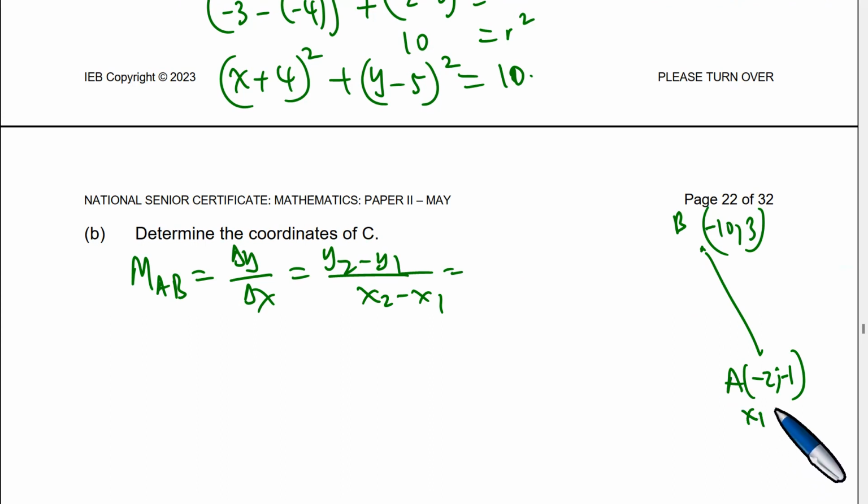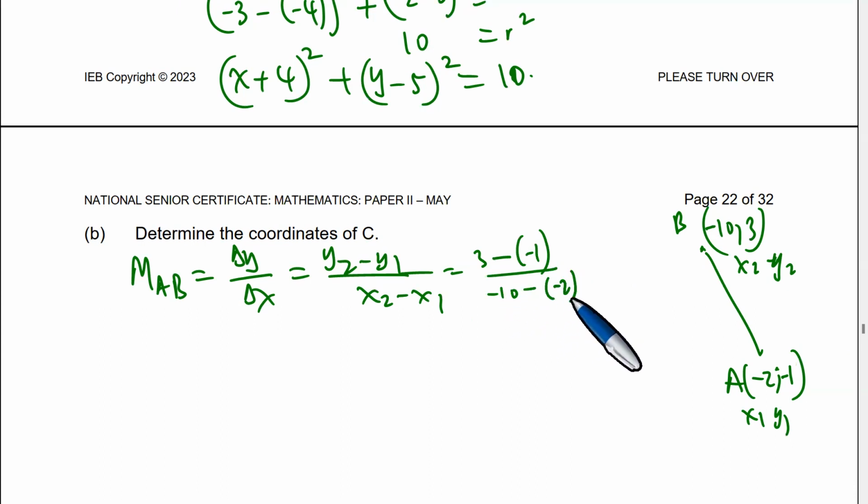Which is x1, y1, x2, y2. Y2 is 3 minus y1, x2 is -10 minus x1. And this is 4 divided by what? -8. Yeah. And this is -1/2.